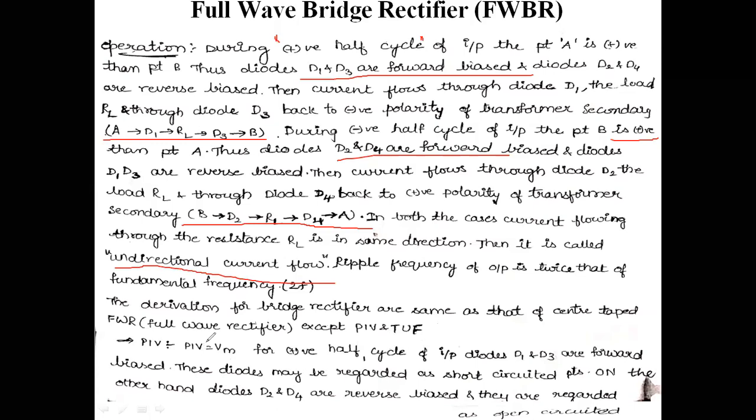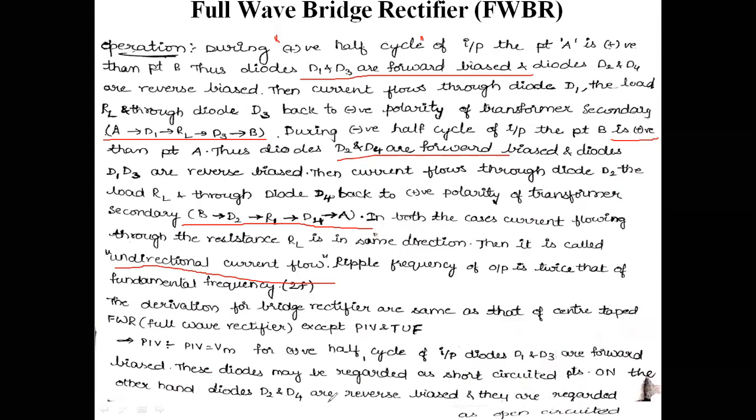For each positive half cycle of the input, diodes D1 and D3 are forward biased. These diodes may be regarded as short-circuited points, and on the other hand, diodes D2 and D4 are in reverse bias condition, and they are regarded as open circuited.